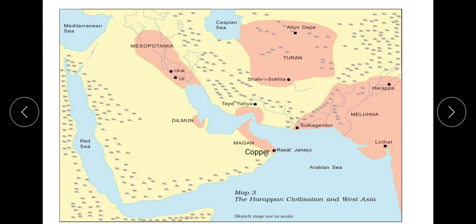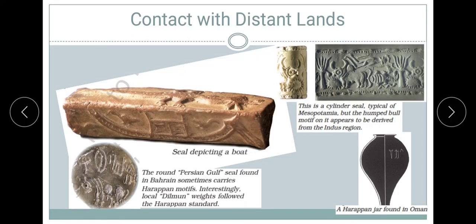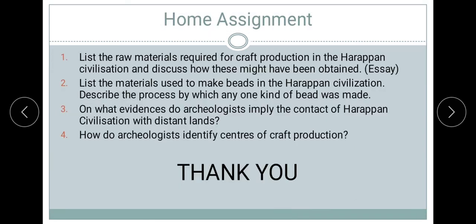So we also have a seal which depicts a boat. There is a depiction of a boat on a seal. So we also have this evidence. So इससे प्रूव होता है कि many distant places were also in contact with the Harappan civilization. And today I want all of you to write down all these questions in your notebooks and write the answers to these questions.